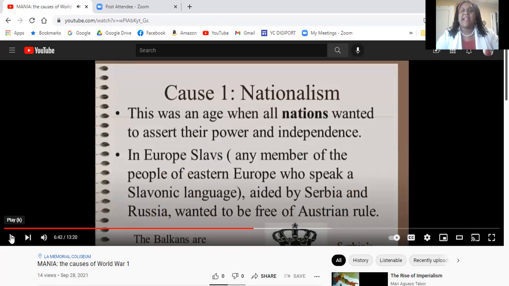Okay, so this was an age when all nations wanted to assert their power and independence. And basically, this was extreme pride in one's nation.